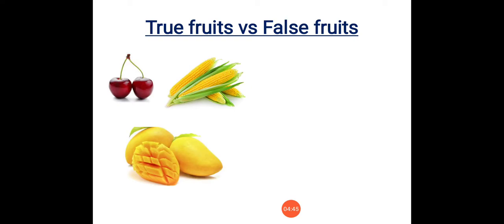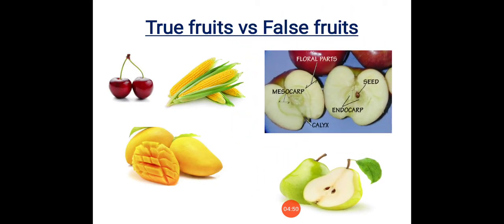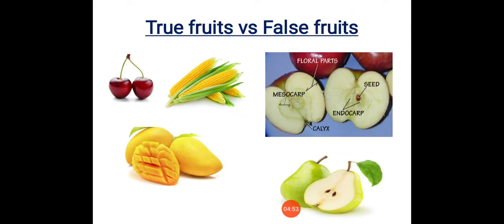Whereas in false fruit, the fruit develops from the thalamus. The thalamus is the swollen base part of the flower; the four whorls are held by the thalamus. So the thalamus develops into the fruit. That kind of fruit is called false fruit. For example, apple and pear.